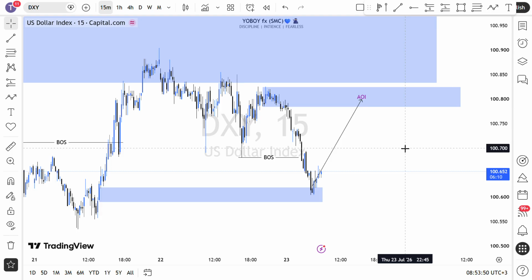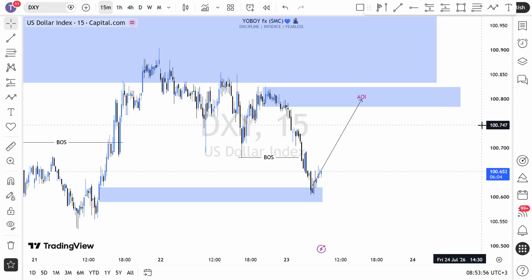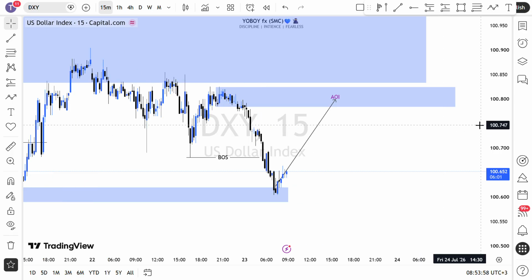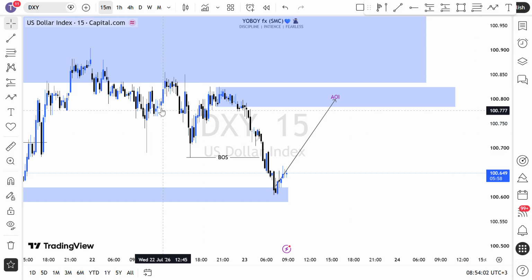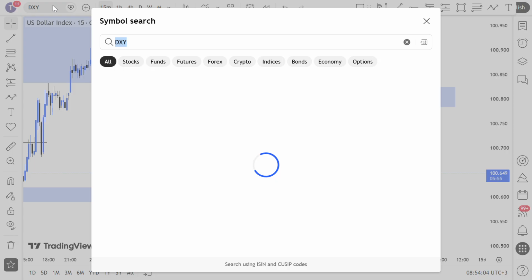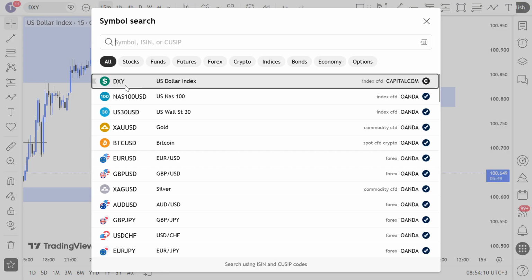Remember, whatever DXY is doing, we are going to see something different in the following currencies like EURUSD. So we are going to drop into EURUSD and see how it's playing. Remember, DXY is a benchmark asset. Whatever is happening on the DXY, we are going to see the opposite in EURUSD.